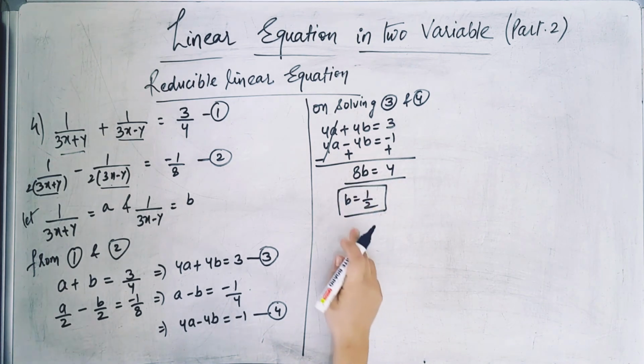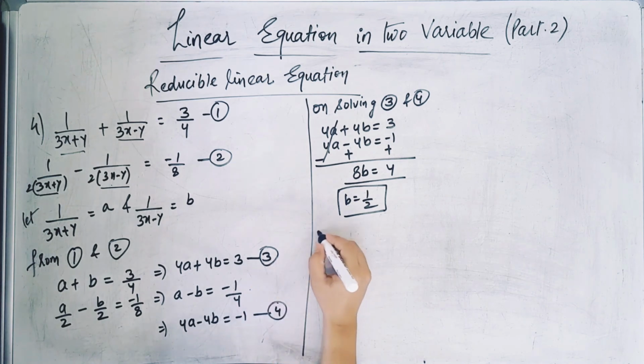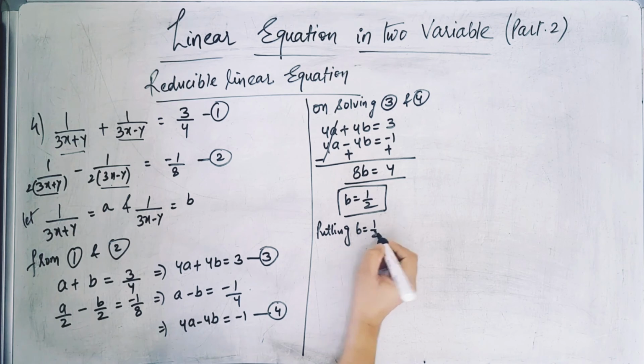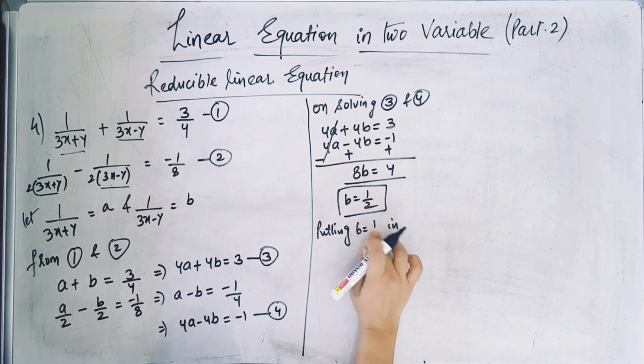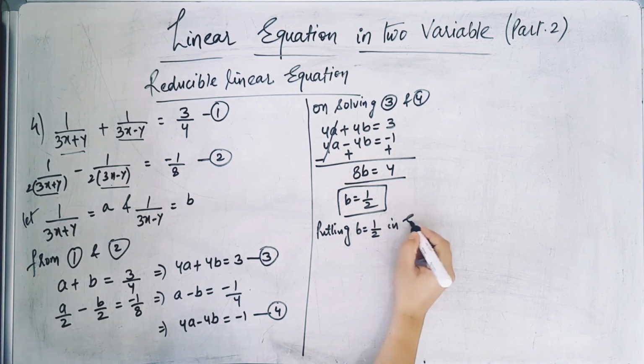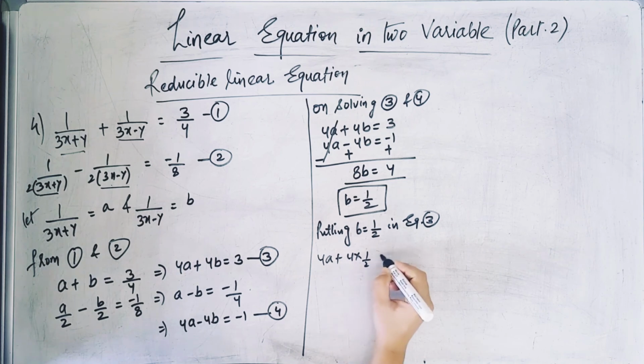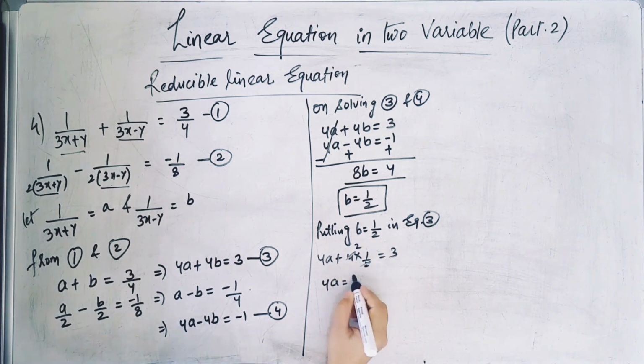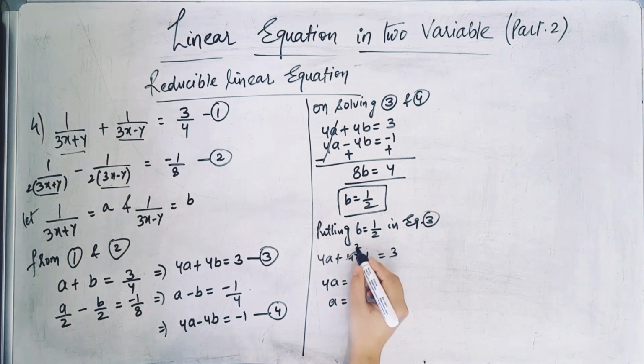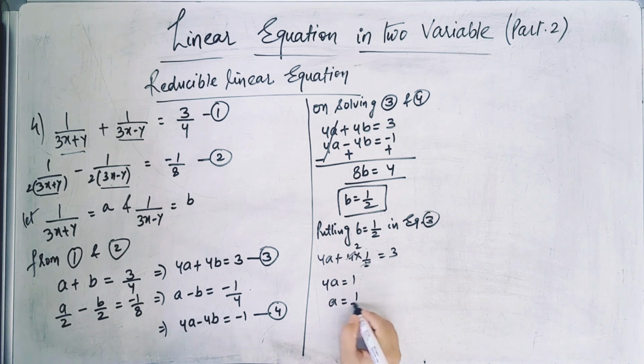Now putting the value of b in equation number 3, putting b equals 1 by 2 in equation 3. So we'll get 4a plus 4b, that means 4 times 1 by 2, equals 3. 2 to 4, 4a equals 1. Thus a will be, because this 2 will go there, 3 minus 2, it will be 1. Thus a will be 1 by 4.